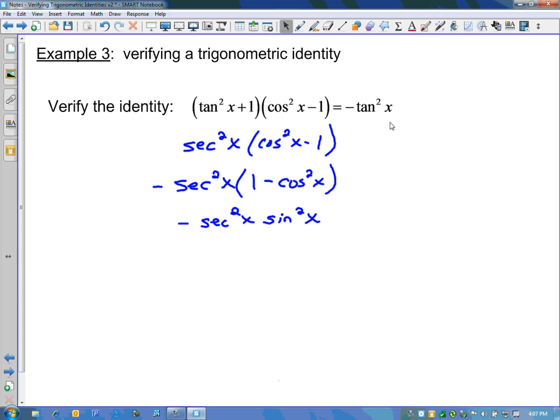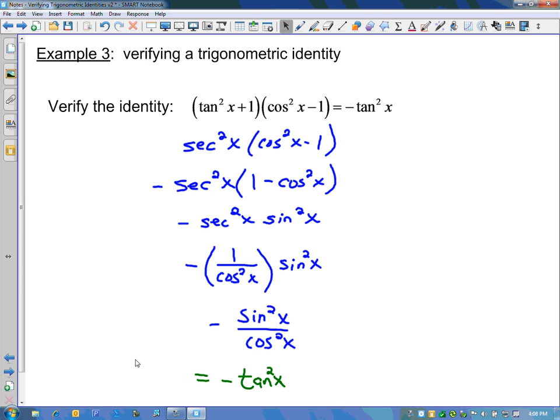Your goal is tangent, so you know that tangent is sine over cosine. I have a sine, but I need a cosine. So I don't want secant, I would rather have the cosine version. So instead of secant, we substitute it with 1 over cosine. And then I can do the multiplication, which gives me negative sine squared over cosine squared, which of course is negative tangent squared, which is exactly what we were looking for.